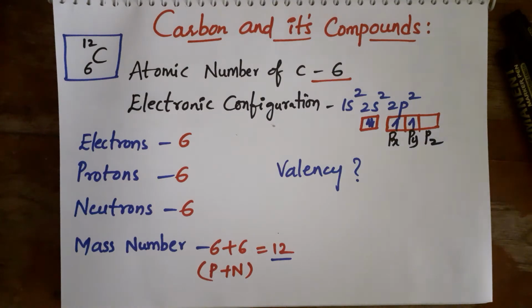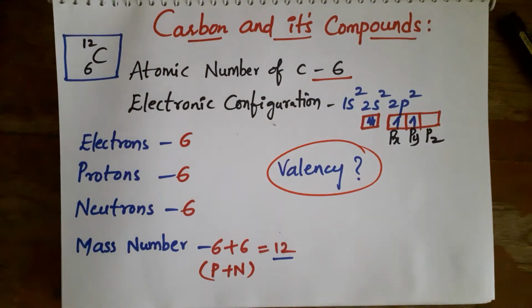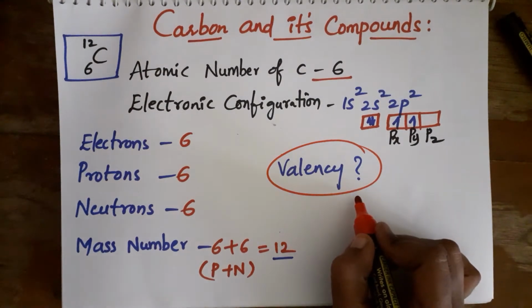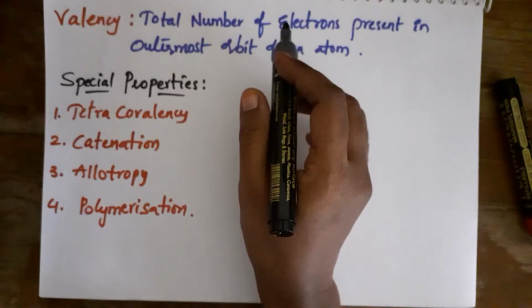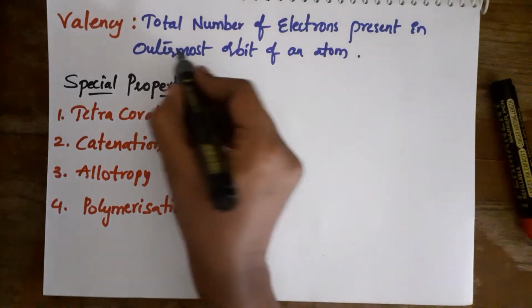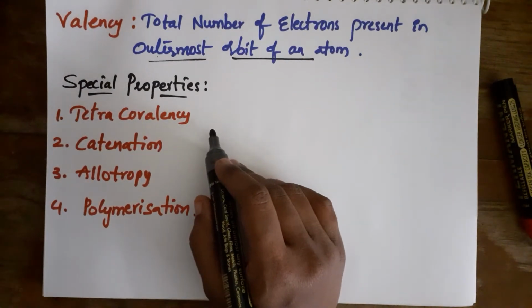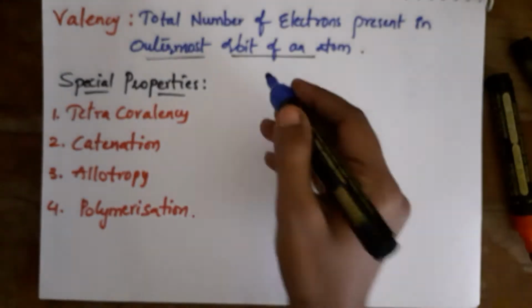Next, what is the valency of the carbon? Here, very important one. What is the valency of the carbon? See how to calculate the valency. Okay, the definition of the valency is the total number of electrons present in the outermost orbital is called its valency.